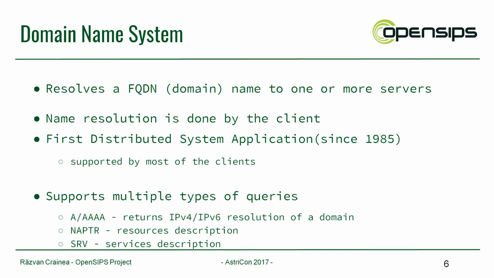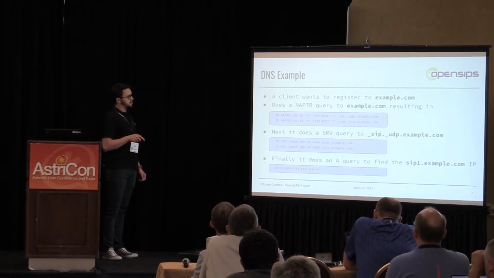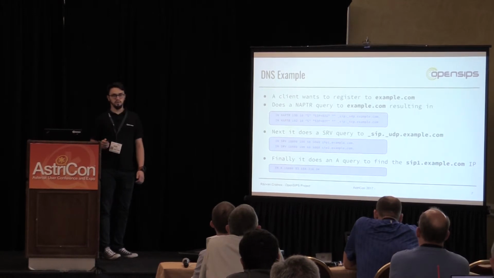How DNS works is very simple. Imagine that you have a customer, and you have your platform registered at example.com. You just tell your customer, here's your user ID, here's your password, register to example.com. What is your customer doing? What is the SIP client doing actually? It first does an NAPTR query to find out the services that this example.com platform has. And here you can see that it has two different services. One is over UDP, one is over TCP.